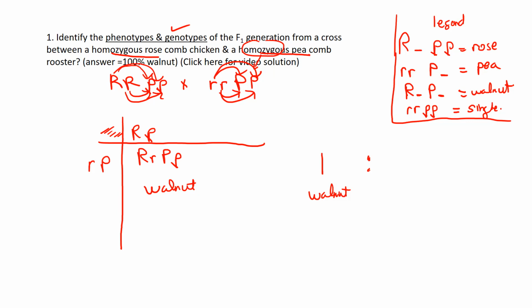Sometimes they even ask how many of these are, let's say, rose, how many of these are pea, how many of these are single, like in a numerical response type of question. And of course, these would all be 0 in this case. So all of them are going to be walnut. Okay, thanks.